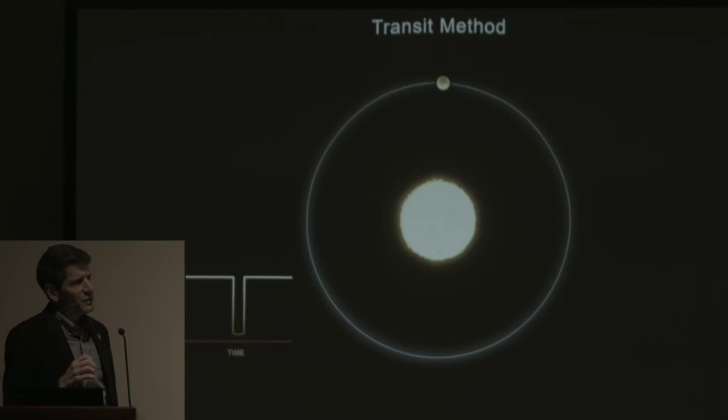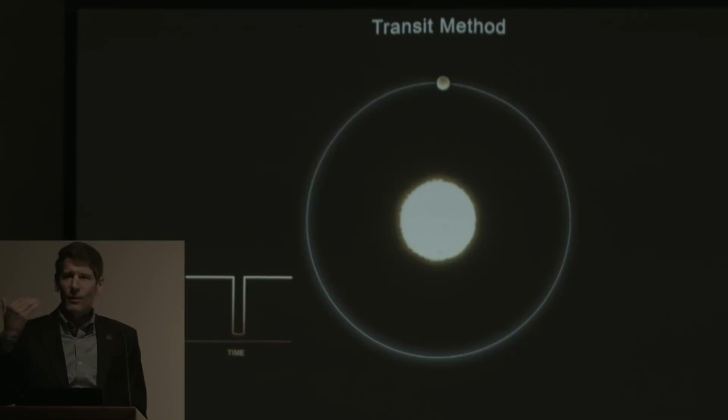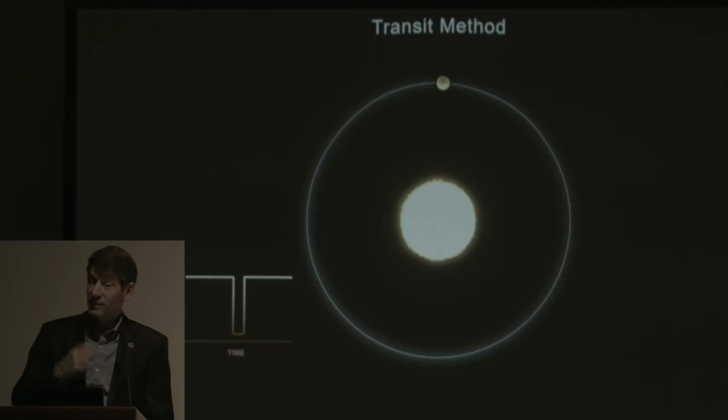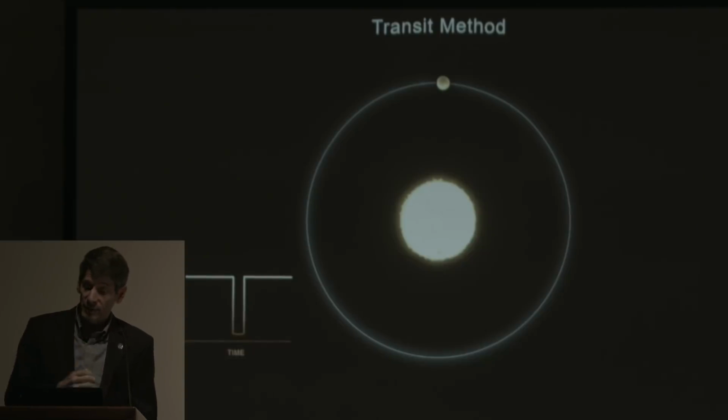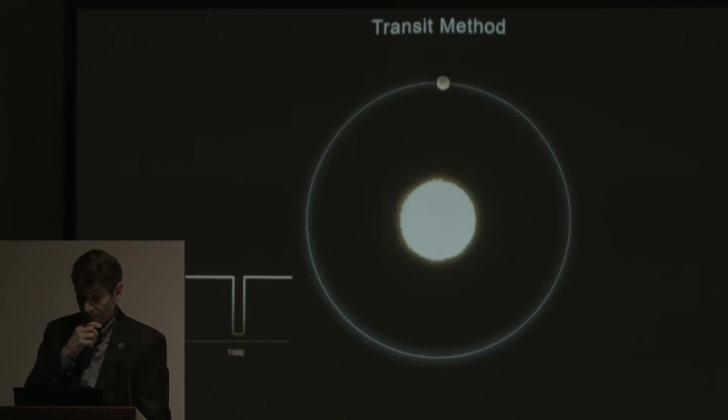But it has some limitations. One is that the orbit plane has to be nearly edge on to see it. And so you really only see about 0.5% of all transit candidates that might be out there. But still, we've detected thousands of those, and you'll hear a little bit more about that from the next speaker.